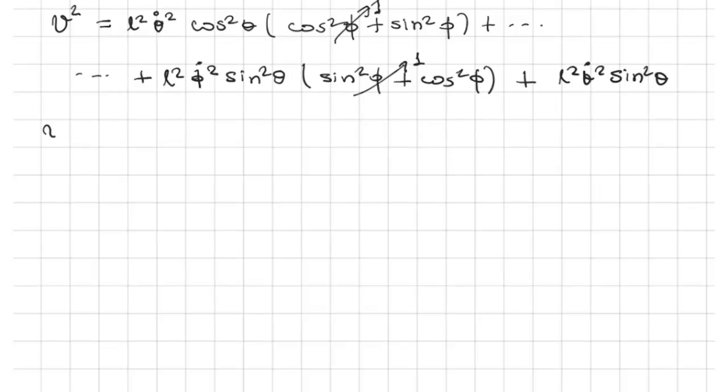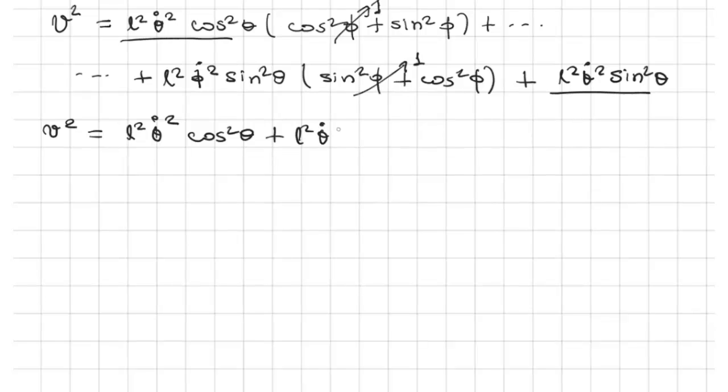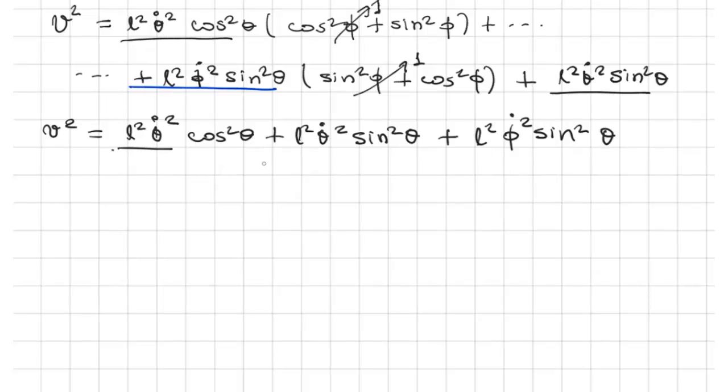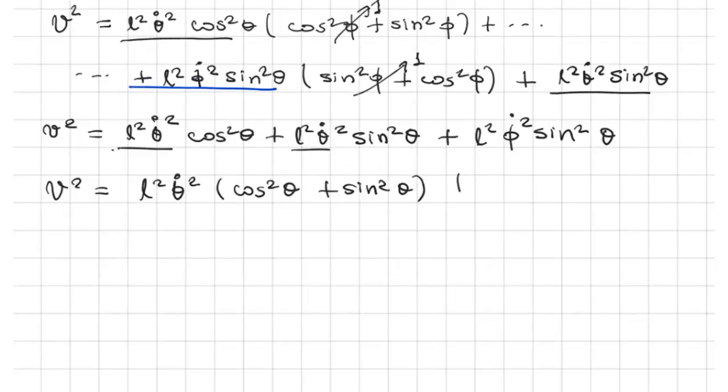is equal to 1, and we have then that the velocity squared is equal to L squared theta dot squared cosine squared of theta plus L squared theta dot squared sine squared of theta, plus this term that will be equal to L squared phi dot squared sine squared of theta. Okay, L squared theta dot squared and L squared theta dot squared are a common factor, so we have L squared theta dot squared multiplying cosine squared of theta plus sine squared of theta, plus L squared phi dot squared sine squared of theta.